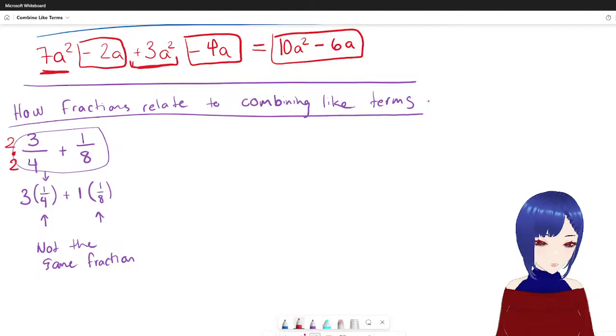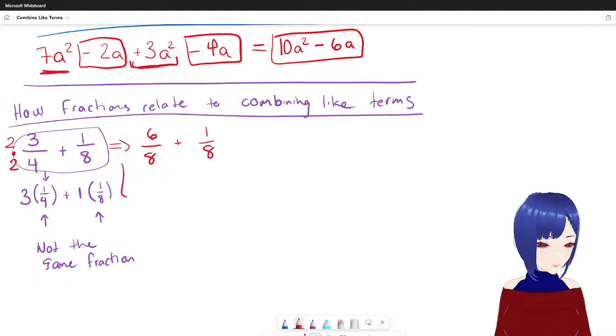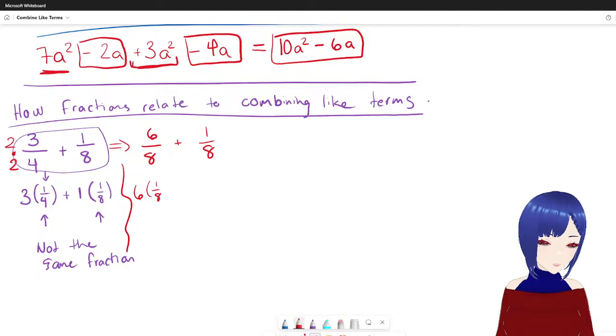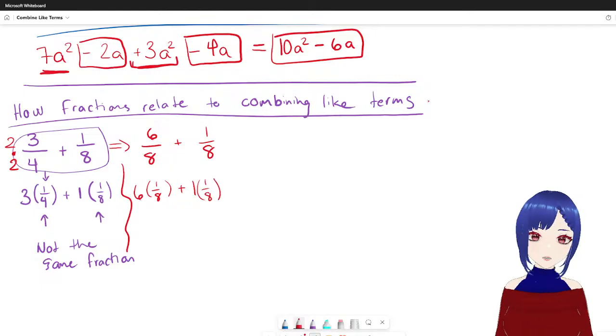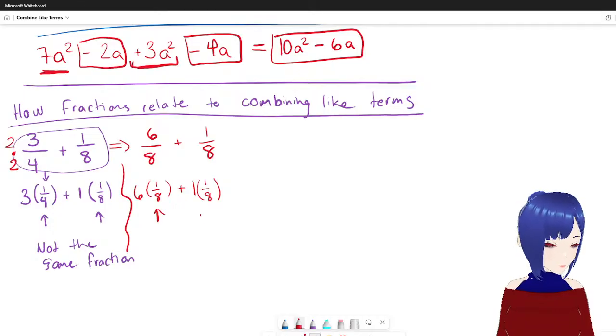So, let's take a look here. 2 times 3 is 6. 2 times 4 is 8. Plus 1/8 didn't change. Now there's 6/8, which means we have 6 1/8, 6/8 plus 1 1/8. Now, these are the same type of fraction.